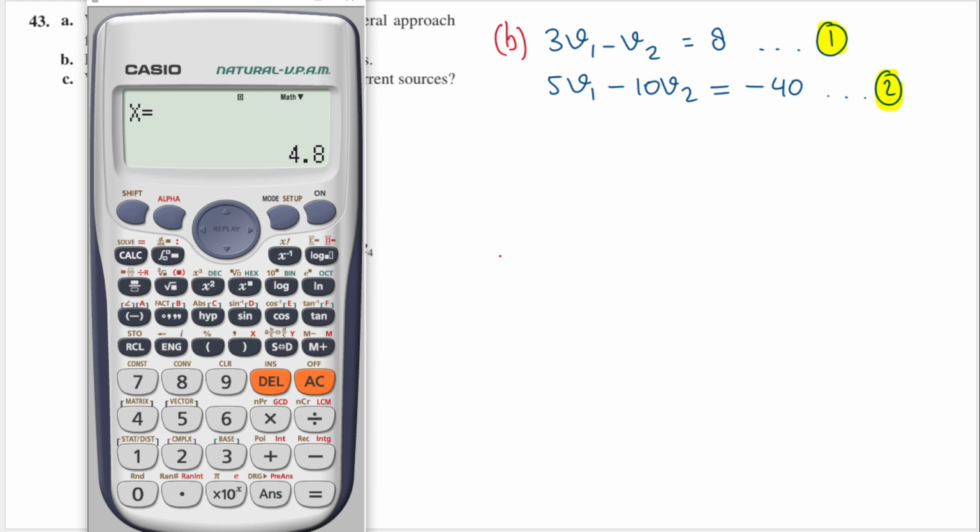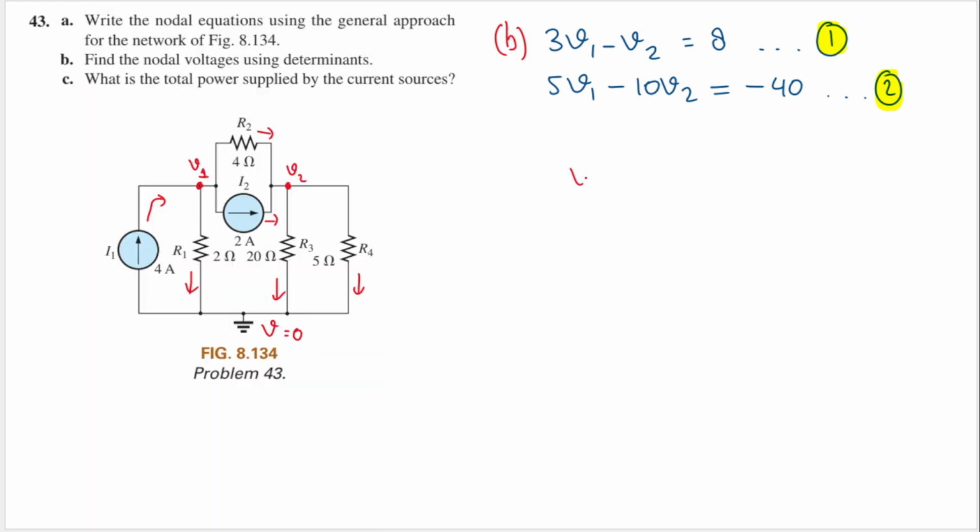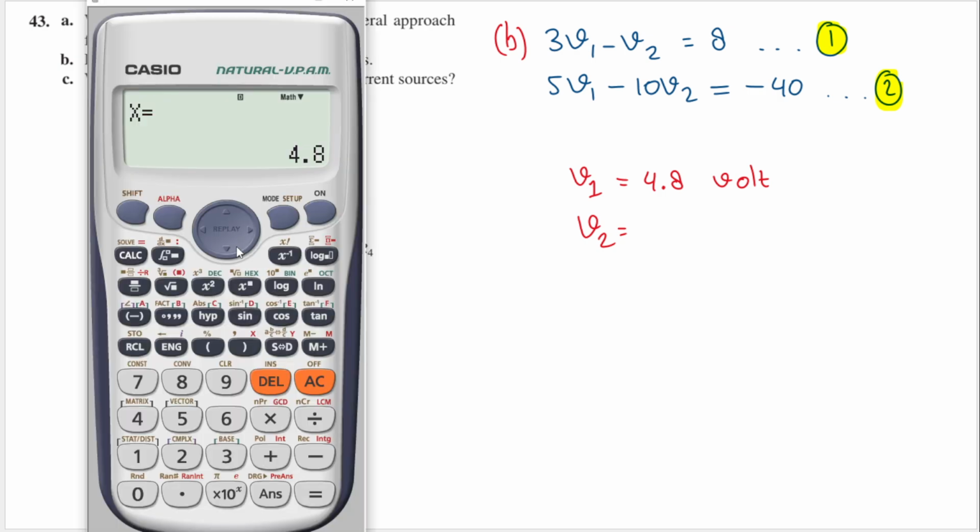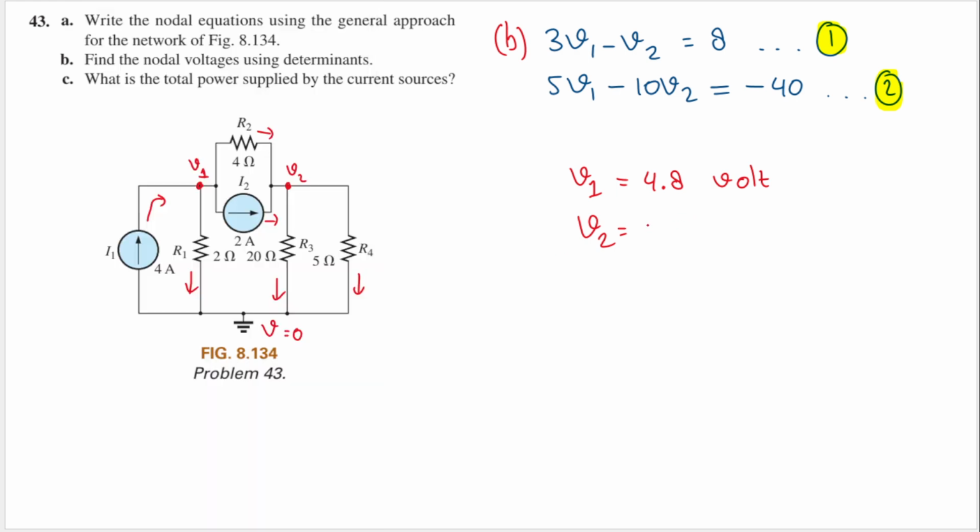We will have V1. V1 is 4.8 volt. Okay, that is quite a good number. And then what is V2? V2 is 6.4 volt.